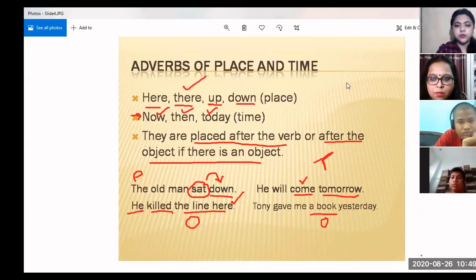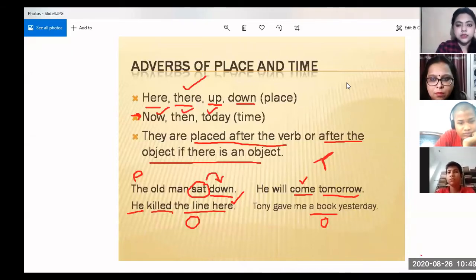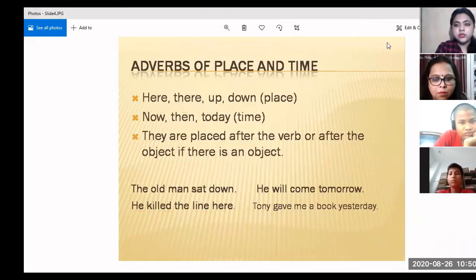after the verb. I'll repeat again: whenever there is a verb in a sentence and there is no object, then we place the adverb of time and adverb of place right after the verb. And when there is an object in the sentence, then we place the adverb of place and adverb of time after the object and not after the verb. I hope this is clear to everyone. The more you practice, the clearer things will get. So what you need is to practice.